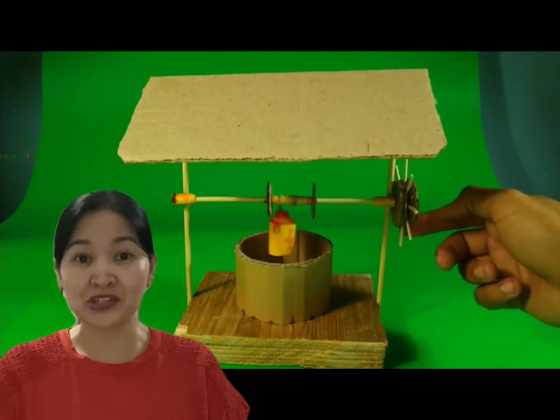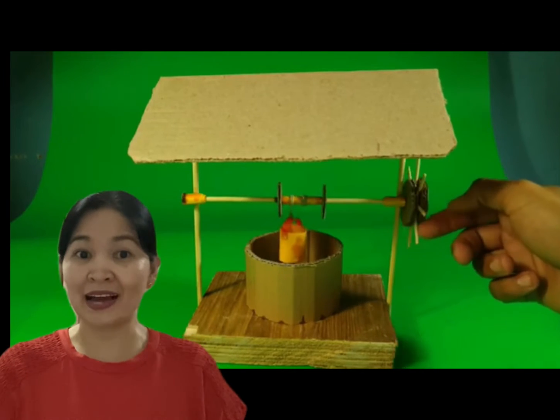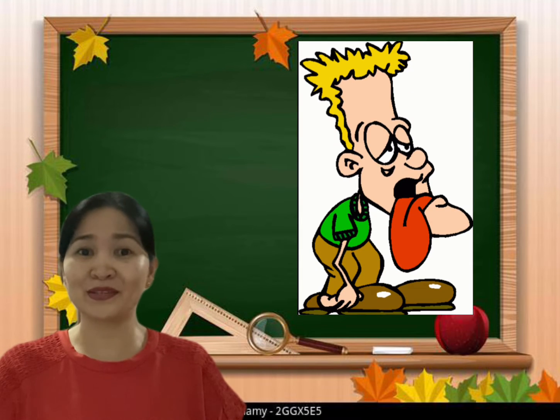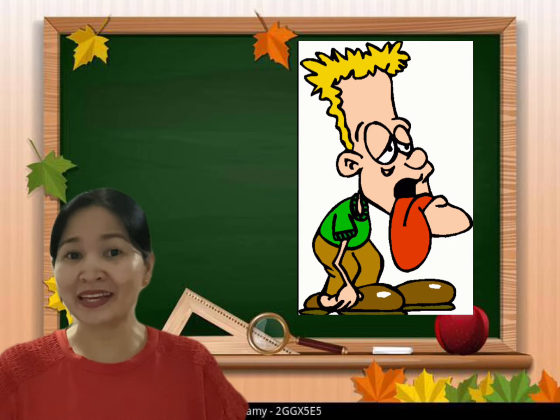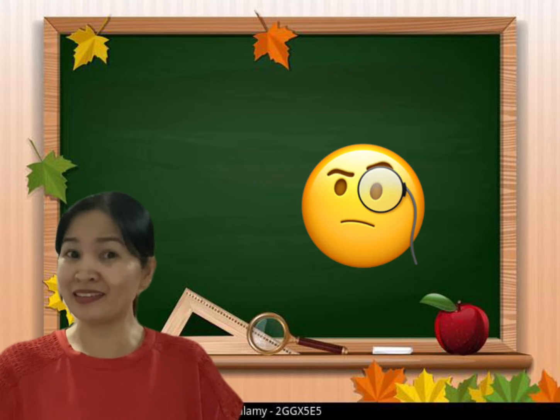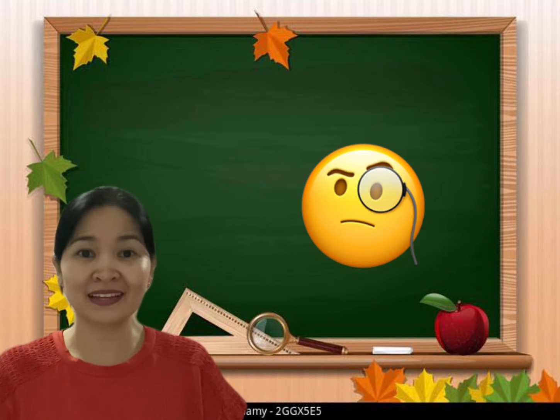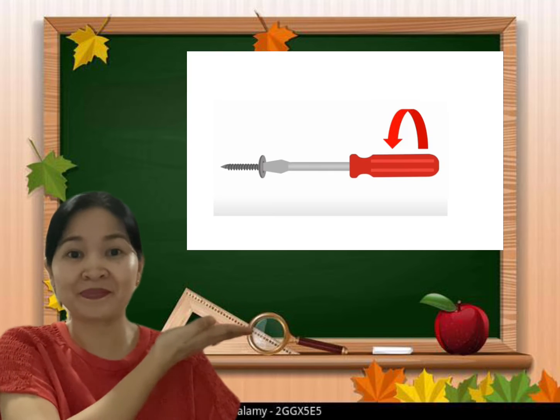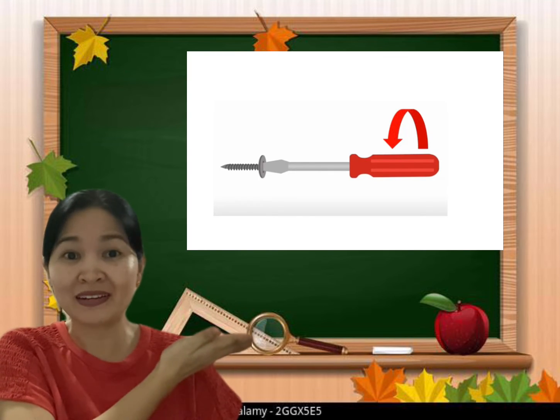Can you imagine fetching water from the well without wheel and axle? It's going to be so hard, and it will take us a long day just to get a pail of water. Can you think of another example of wheel and axle? How about this? A screwdriver.